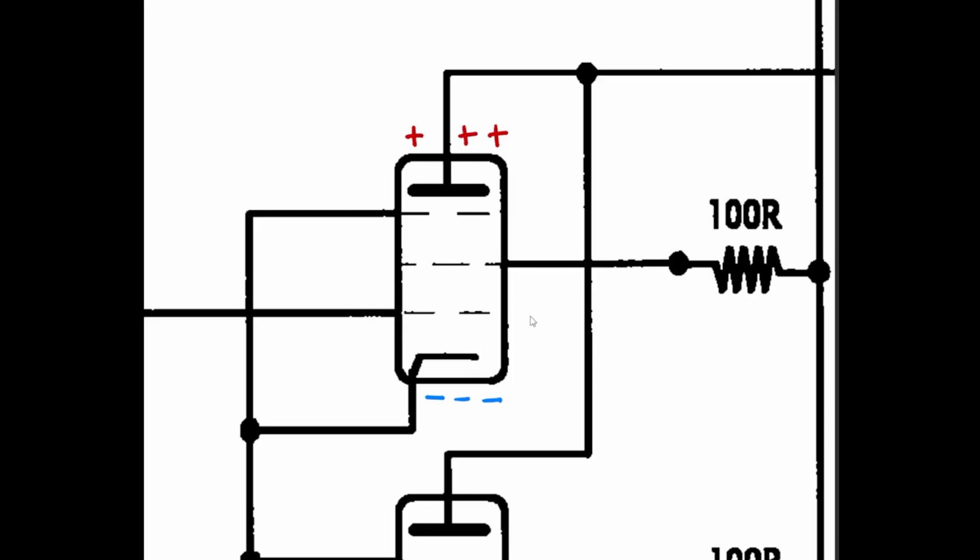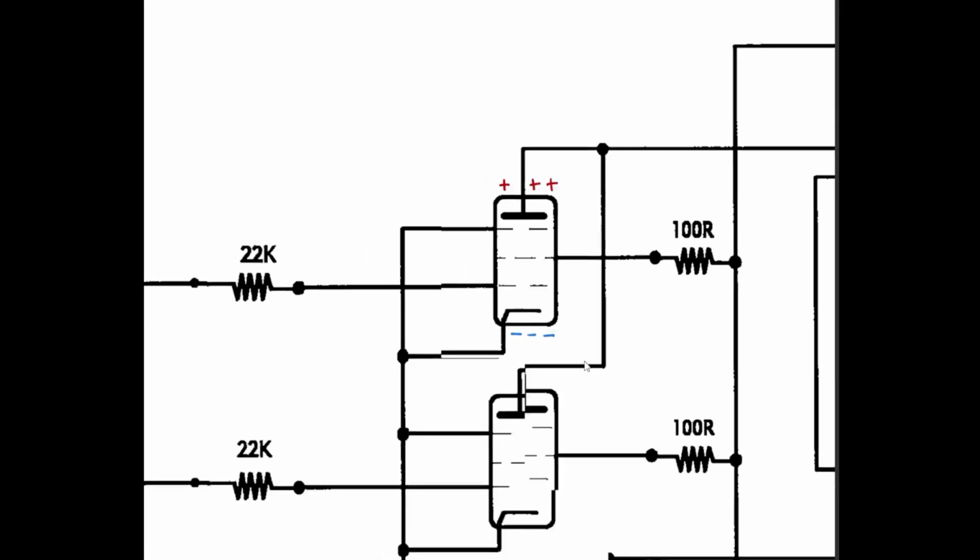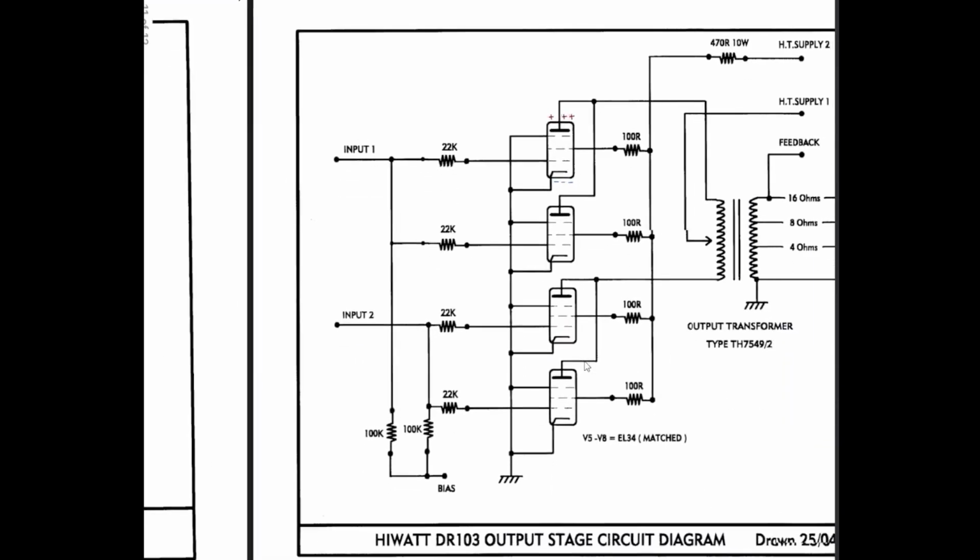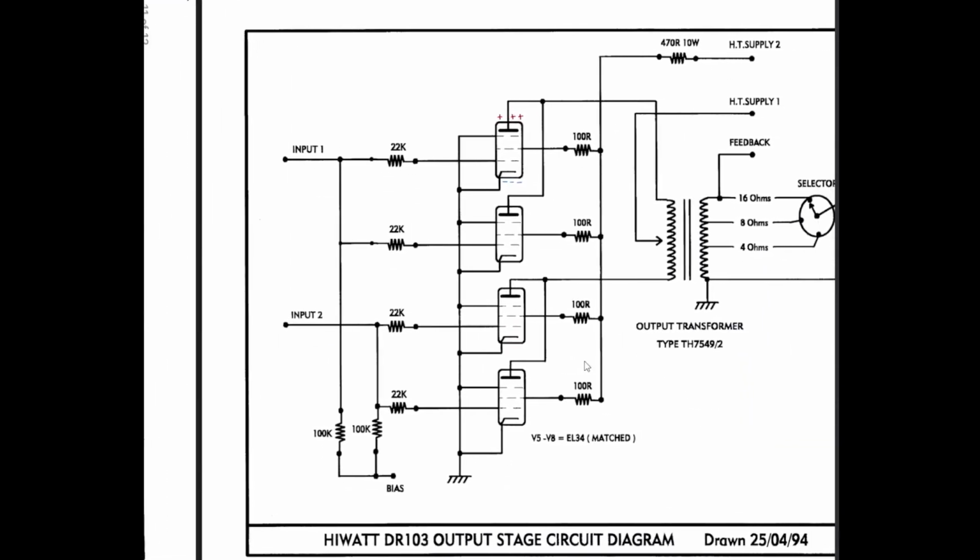And the bias basically creates the resting rate of that, which we call the quiescent current or resting or idle current. So let's see how that's happening here. We can see that our bias is being fed in from this point and then is going to be split between these two 100K resistors. The current is going to travel up and to that grid for each of these.